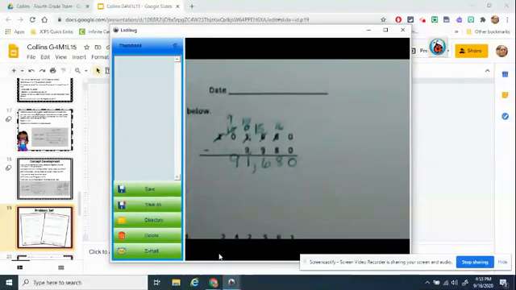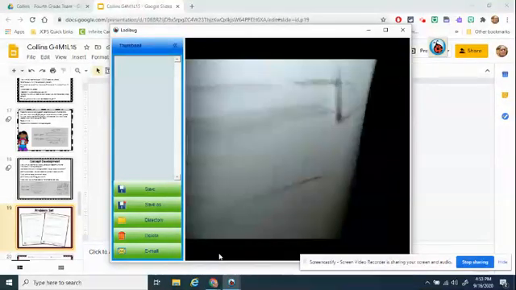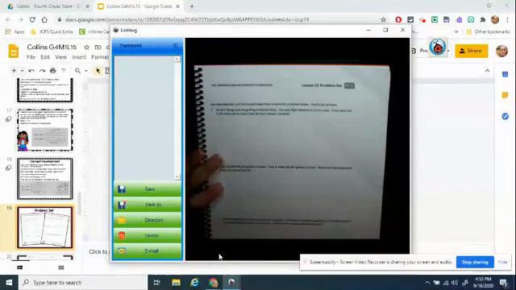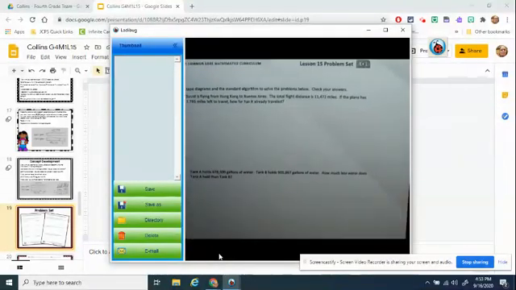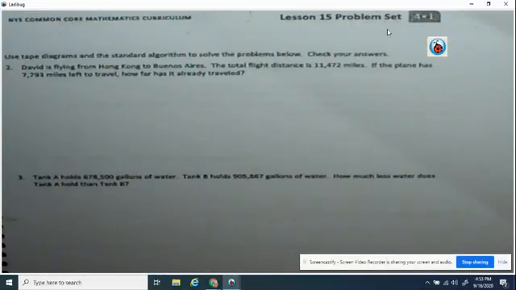91,068. All right. So there's a couple of those practice subtraction problems. And now we're going to try a word problem. So let me zoom in and make this big. It might help you all. There we go. David is flying from Hong Kong to Buenos Aires.